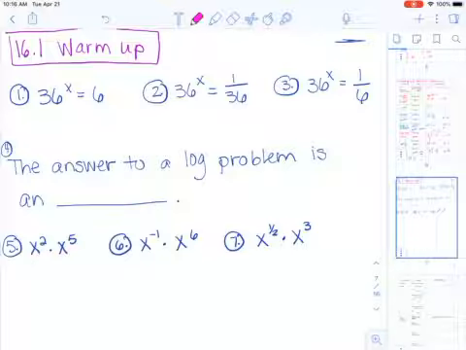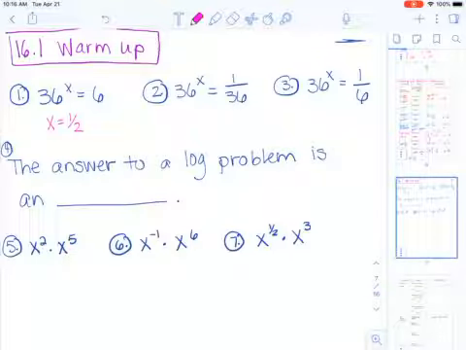So as a reminder, number 1, 36 to the what power gives you 6? Well, to get 6 from 36, you need to take the square root, and the square root as a power is the 1/2 power. Okay.